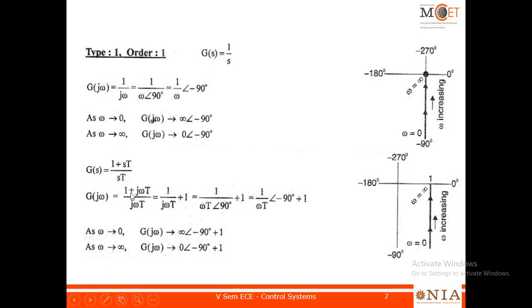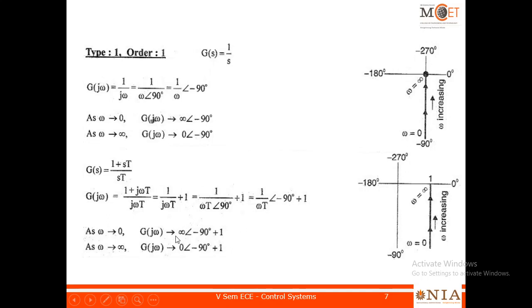So it is 1 plus j omega T by j omega T. You can rewrite it like this. You have got two terms now. One has a magnitude of 1 by omega T and a phase of minus 90 degrees, and then there is one extra term, plus 1. When you substitute omega equal to 0, for this term the magnitude is infinity and the angle is minus 90 degrees, plus 1. When omega is equal to infinity, you have magnitude 0 and minus 90 degrees, plus 1.